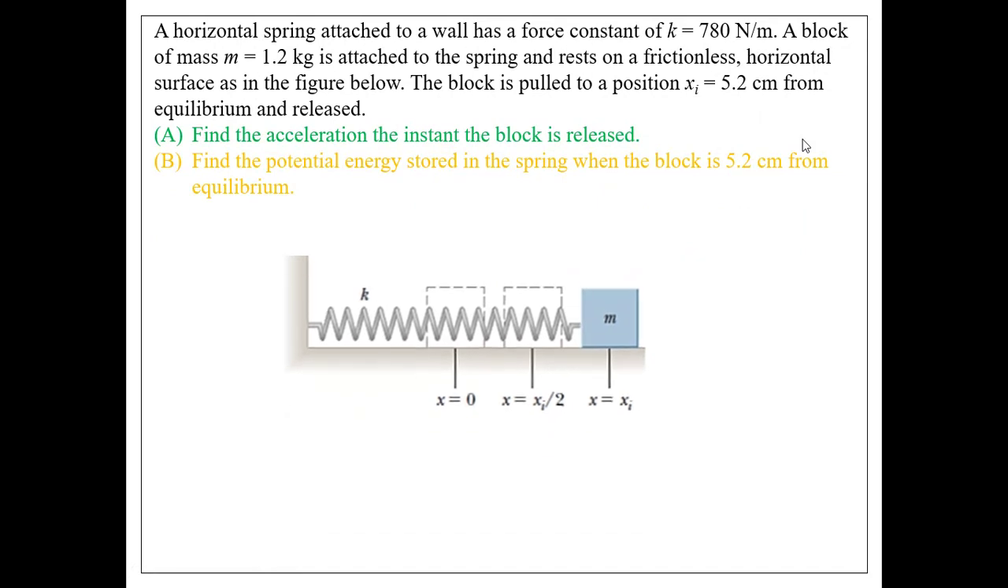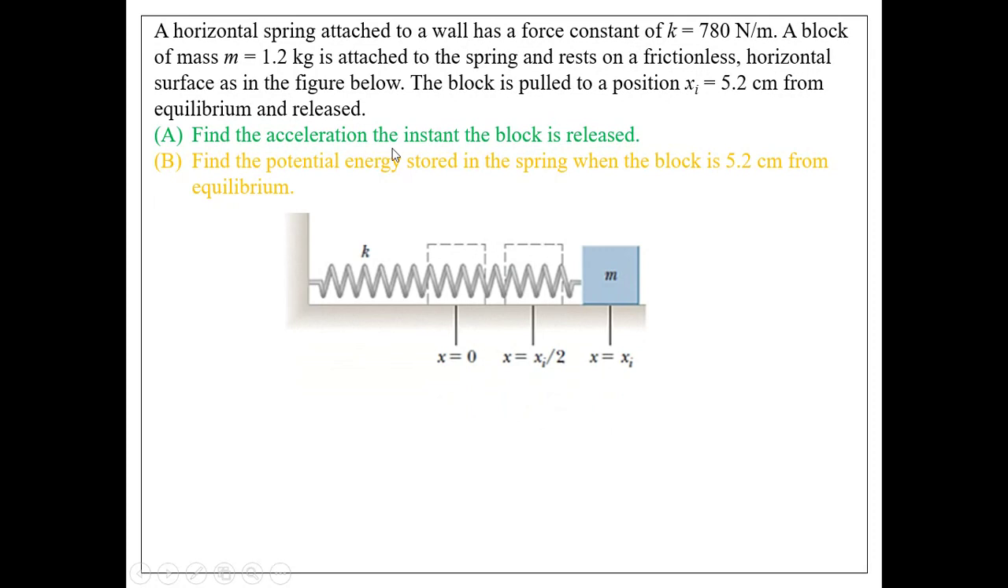To do part A, it asks us to find the acceleration the instant the block is released. So the moment the block is released, it is at a maximum distance to the right of 5.2 centimeters, which is 0.052 meters. I think the easiest way to do part A is to set up Newton's second law, with the net force being the spring force, because once you let it go, your hand is no longer touching it. So the only force acting on the block here is the force due to the spring.